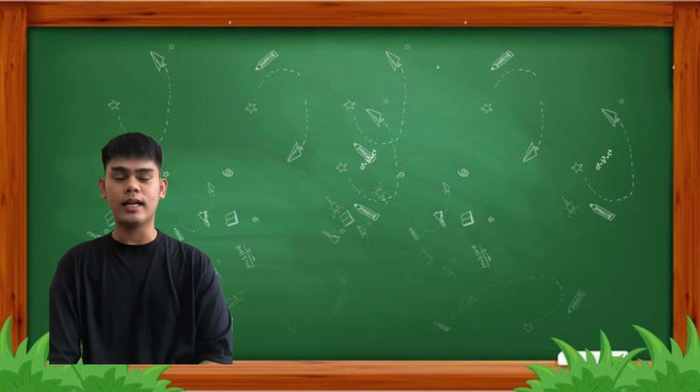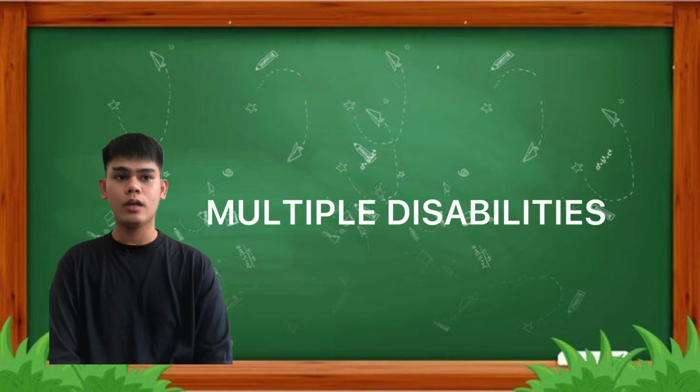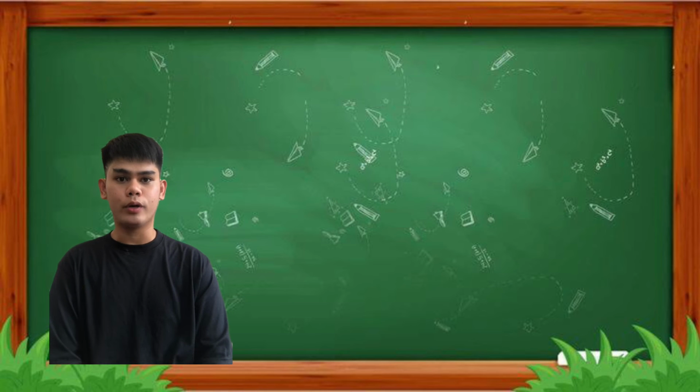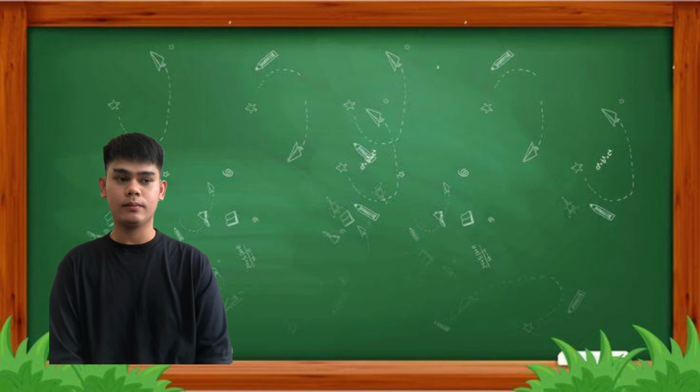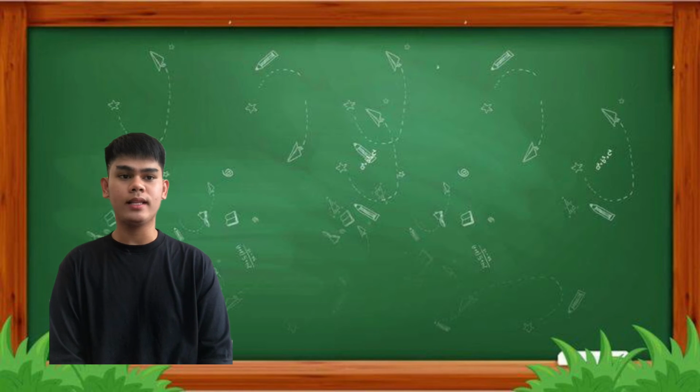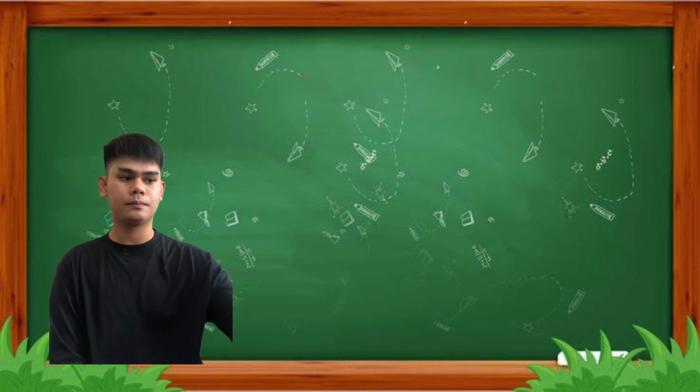The last one is multiple disabilities. Multiple disabilities is a broad umbrella term meaning simply that the student has more than one disability. Children with multiple disabilities have a combination of more than one disability, such as intellectual disability, mobility issues, visual or auditory deficits, language delay, brain injury, and more.